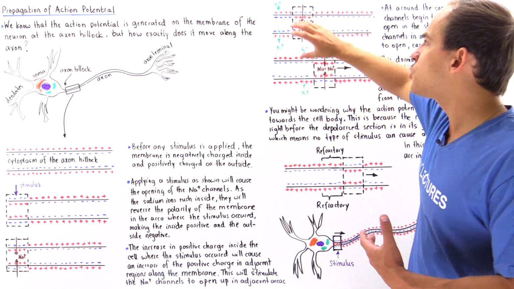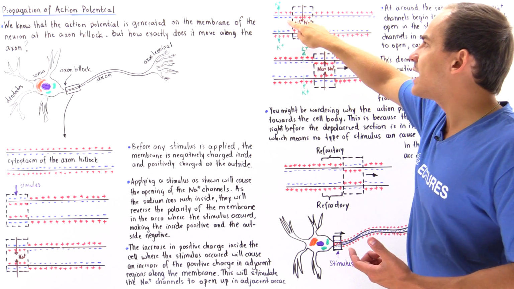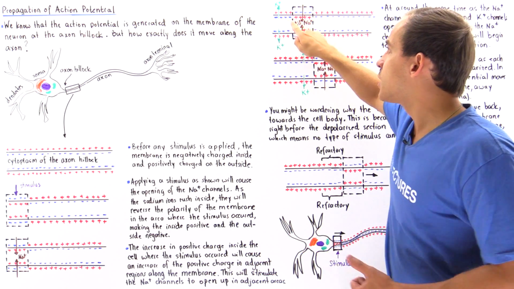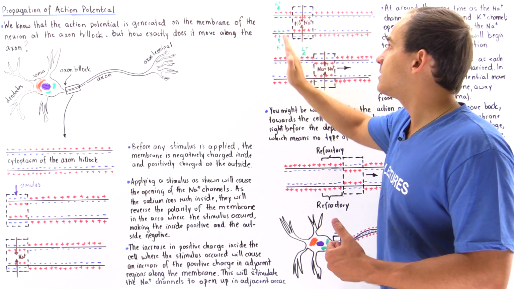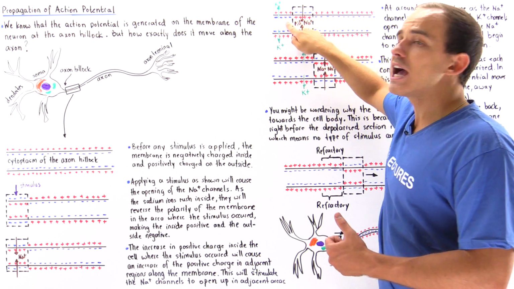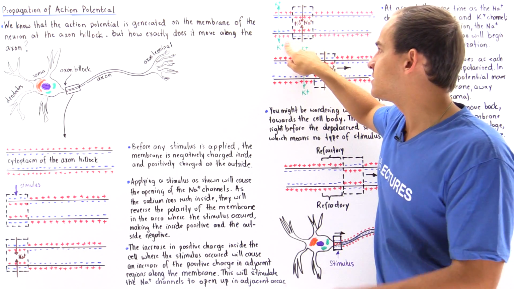Now, we're going to once again change the polarity of the cell, and so the inside will become negatively charged because we have these positively charged potassium ions leaving. So that means the inside will become negatively charged, the outside will become positively charged.